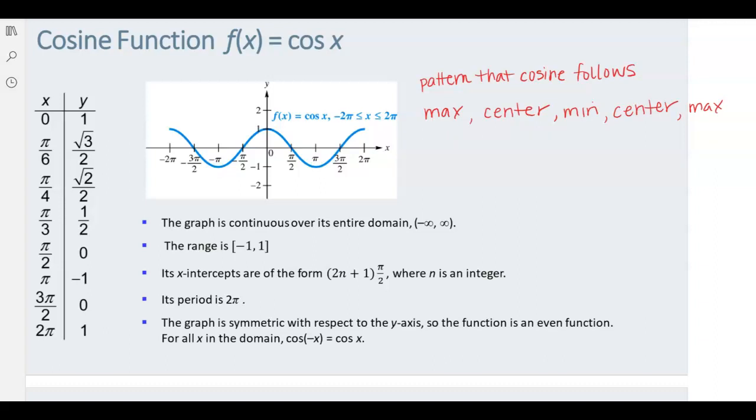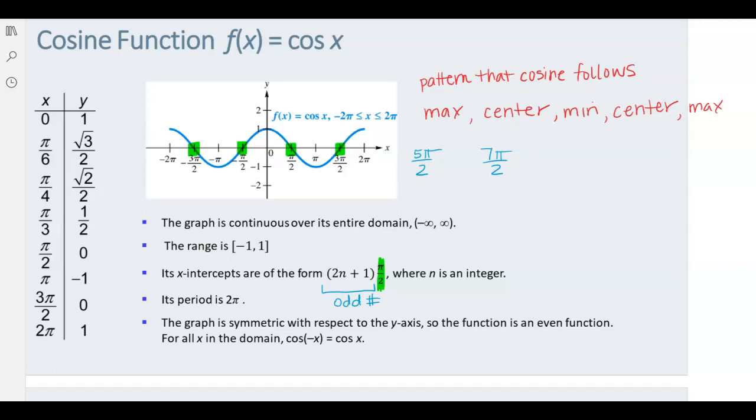As far as the intercepts, the x-intercepts, let's see where they are. Here, here, here, here. It looks like they are all at fractions where the denominator is 2. So that's where we're getting this pi over 2. And they're going to be at odd numbers. The next one is going to be 5 pi over 2. And then the next one would be 7 pi over 2. This is a format that we use to denote an odd number. An odd number is always going to be one more than an even number.